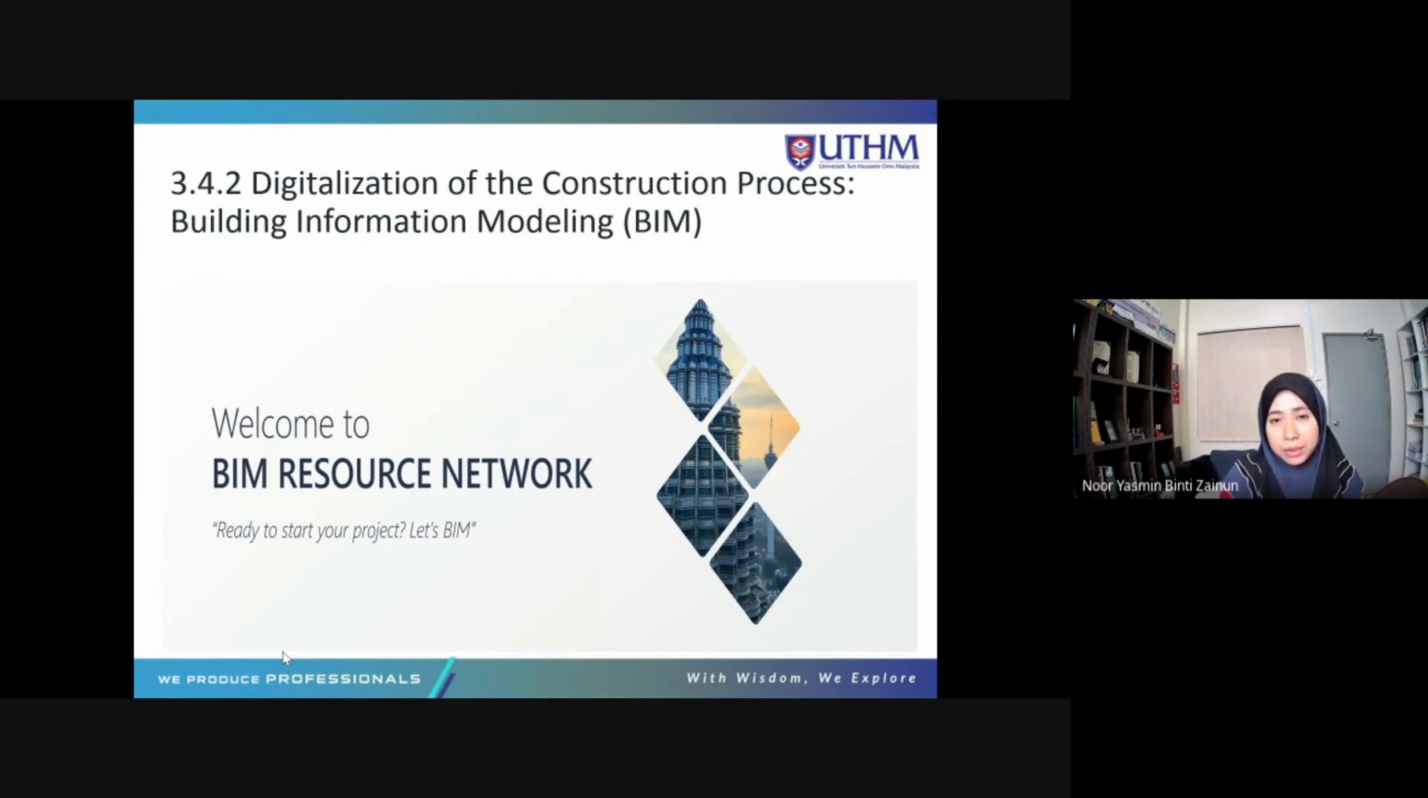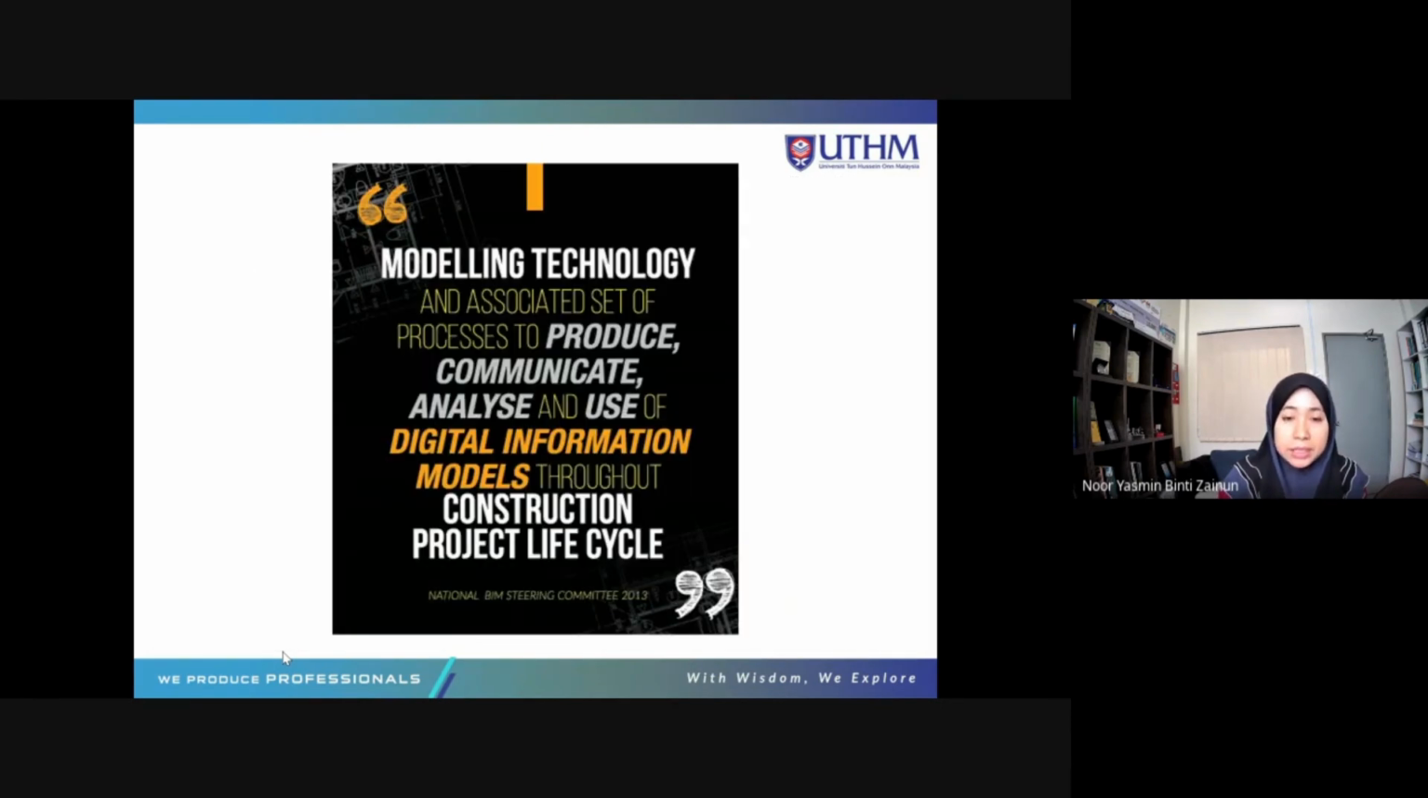How many techniques do we have? Constructability, BIM, Lean, and also value management. So BIM is on the modeling, the 3D modeling. BIM is the future for construction because we will see the 3D modeling before the construction starts. So everything can be tested.